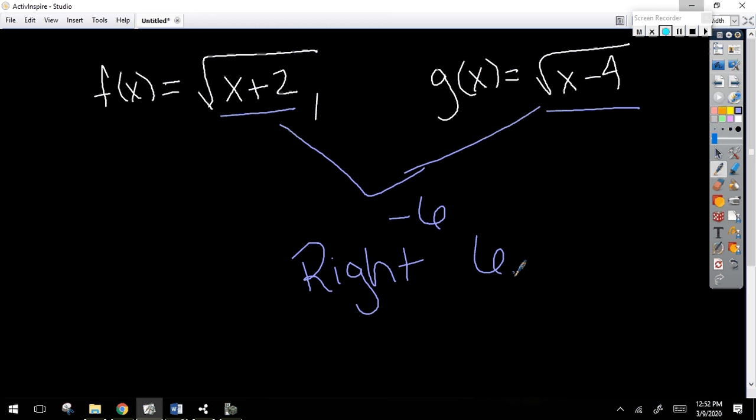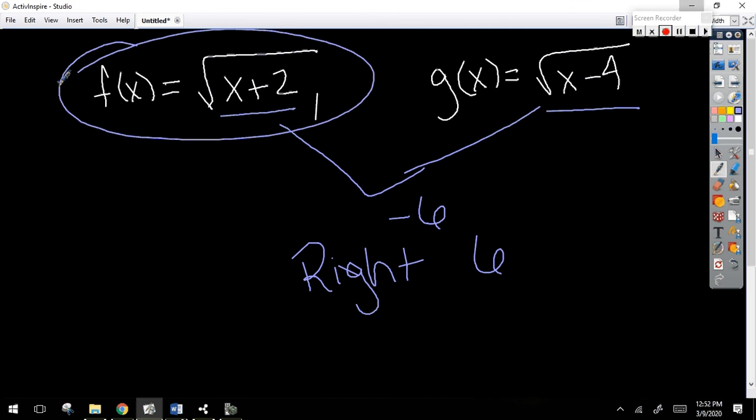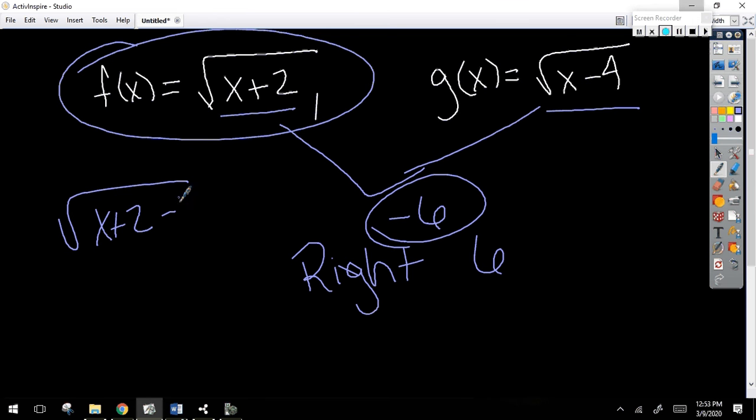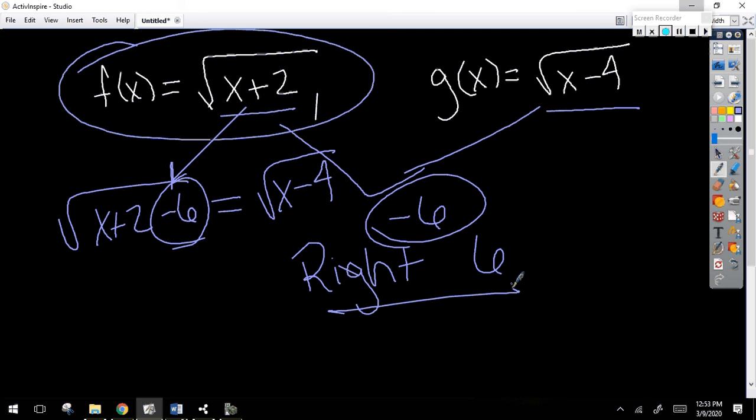You see what I'm saying? Anything hooked to x is right and left. Anything outside is up and down. I'm not looking this time from the parent, though. I'm looking from the f of x. So how do I make f of x look like g of x? Well, I'd have to subtract 6, right? Square root of x plus 2 minus 6 would give me x minus 4, right? So what did I do from this one? Well, I moved 6 to the right. Does that make sense? Let me show you one more like that.